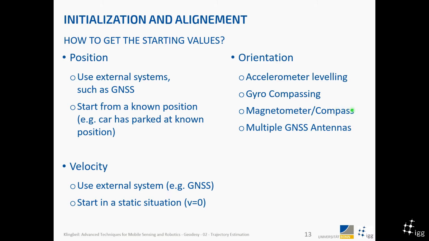They give you a 3-dimensional or sometimes 2-dimensional vector of the Earth's magnetic field, and then you can calculate your own orientation with respect to that field. The last option, which is usually done in many systems, is multiple GNSS antennas. If I have 2 GNSS antennas, I can calculate my orientation with respect to north.